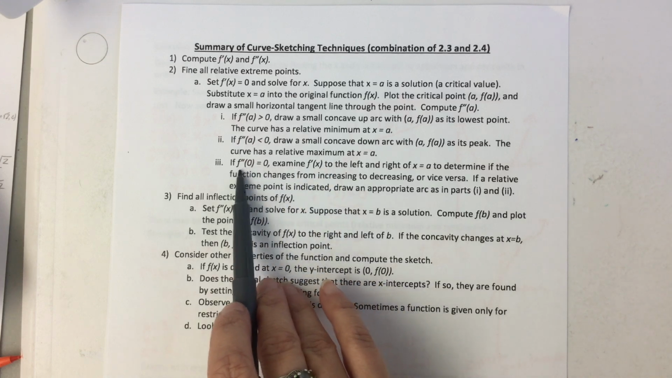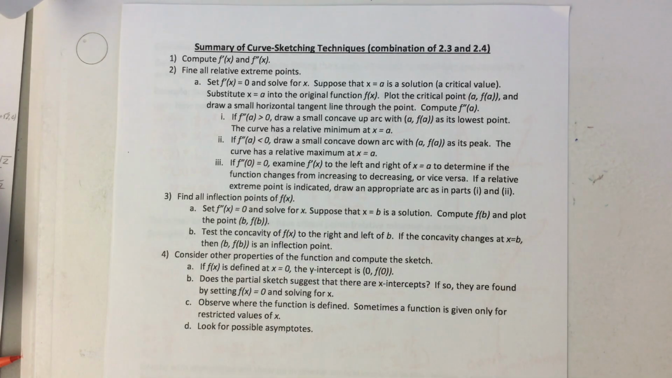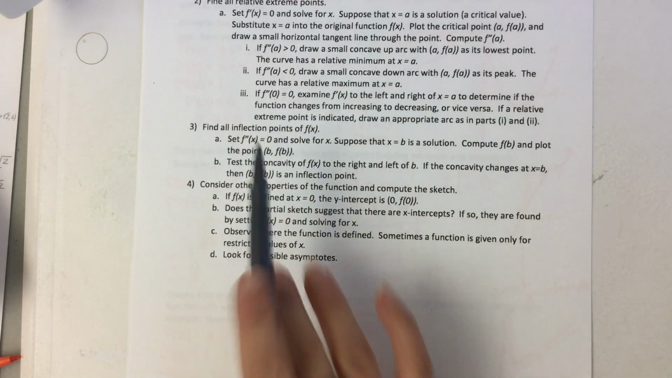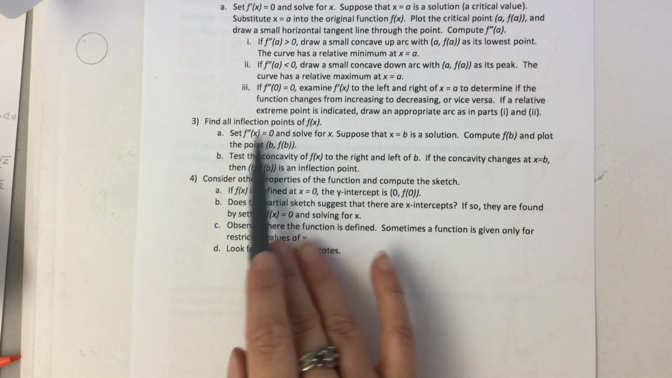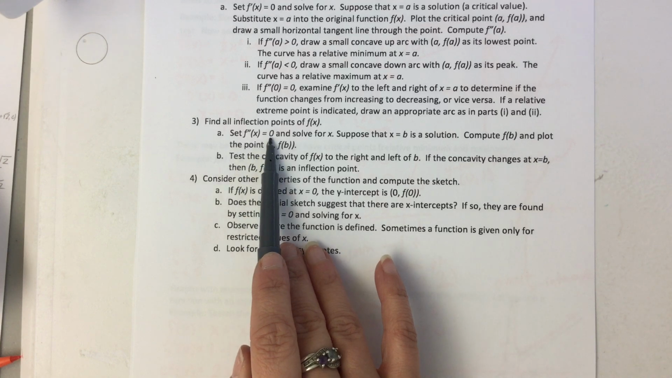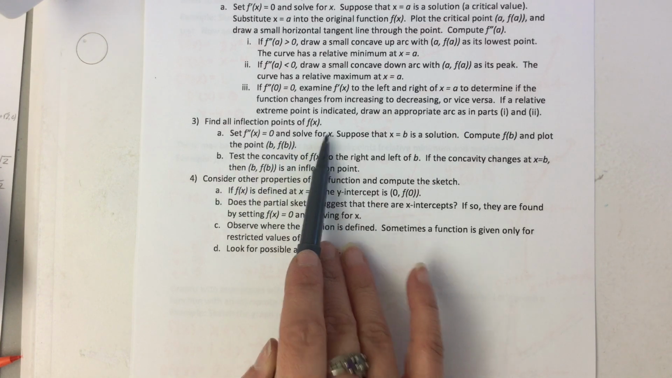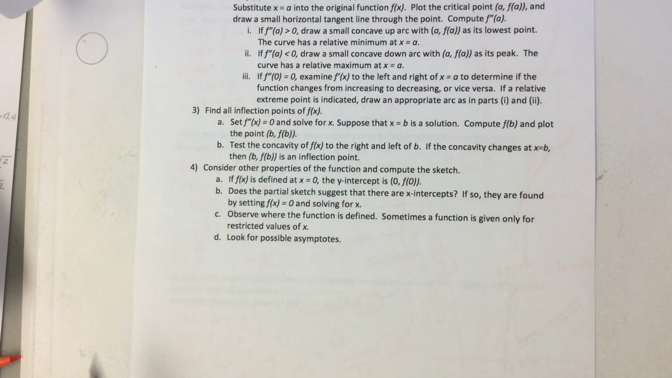If you put it into the second derivative and it equals 0, chances are you don't have a maximum or a minimum. It wasn't positive, it wasn't negative, it wasn't concavity, so you'd have to go ahead and look and see how it changes from increasing to decreasing to help you complete the graph. Then you find inflection points. To find inflection points, take the second derivative, set it equal to 0, solve for x. Then you go ahead and compute, that's the point.